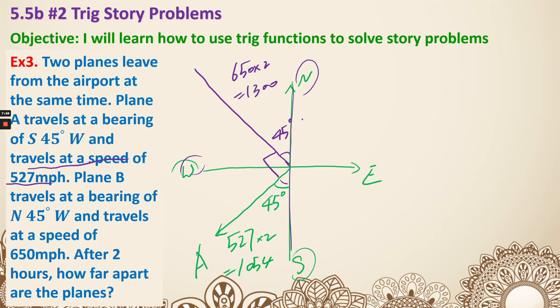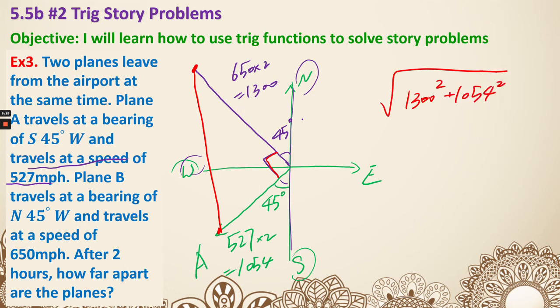And it's asking, after 2 hours, how far apart are the planes? This is where plane B is. This is where plane A is. So clearly, that is going to give us a right triangle with this angle right here being a right angle. So all we need to do in this case after we finish the drawing is to simply use the Pythagorean theorem. So the distance that we need is going to be the square root of 1300 squared plus 1054 squared.